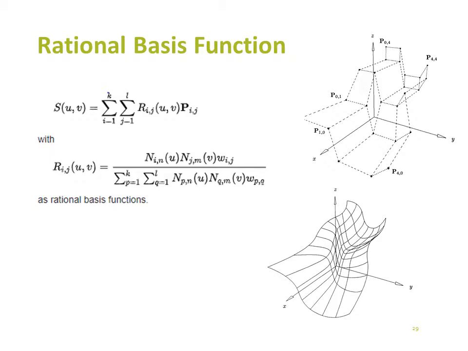And now on the left side you see the rational basis function of a NURBS surface. It's given by R_ij(u,v) equals N_in(u) N_jm(v) multiplied by its weight w_ij, divided by the summation p equals 1 to k, summation q equals 1 to n of N_pn(u) N_qm(v) multiplied by its weight. This gives us the rational basis function of a NURBS surface. This is a very important result, and this resembles a lot the NURBS curve also.